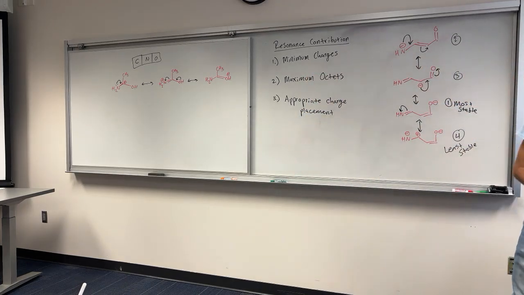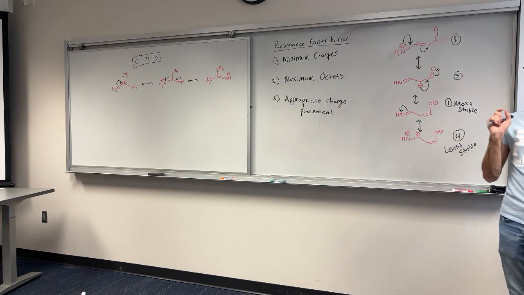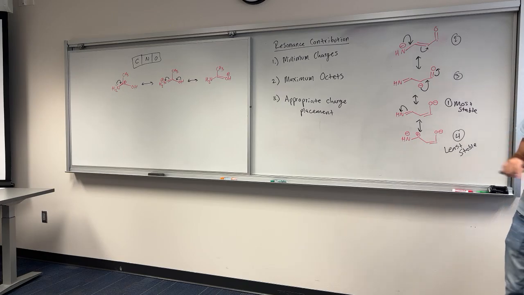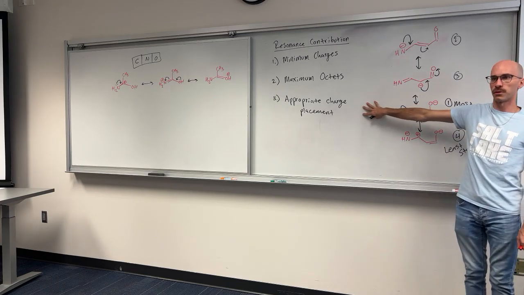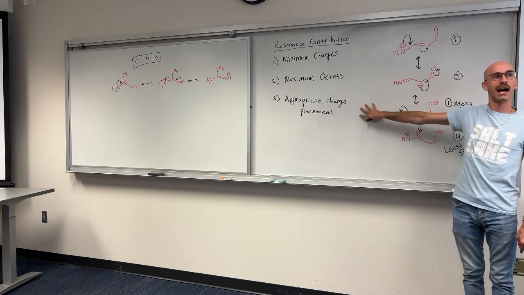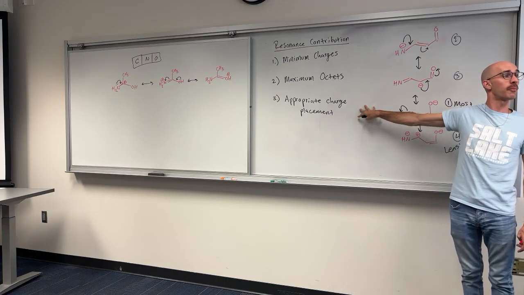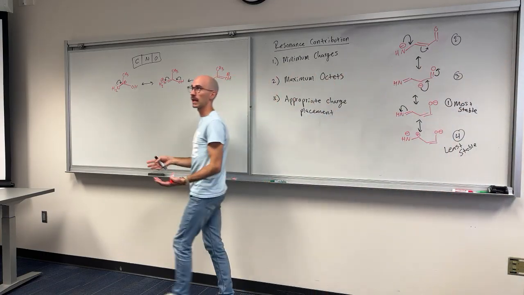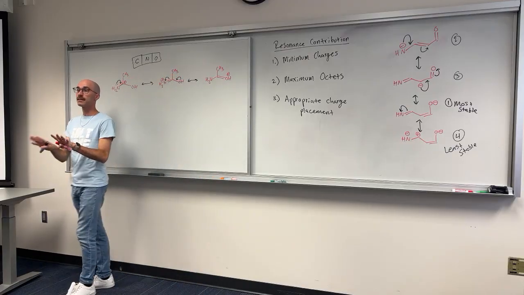Most students look at this problem and rank it slightly incorrectly. They get 2 of them ranked correctly, and they get 1 of them drastically wrong. Because they go right to rule number 3, and they say, I will place the positive charge appropriately with the most electropositive atom, the least electronegative.